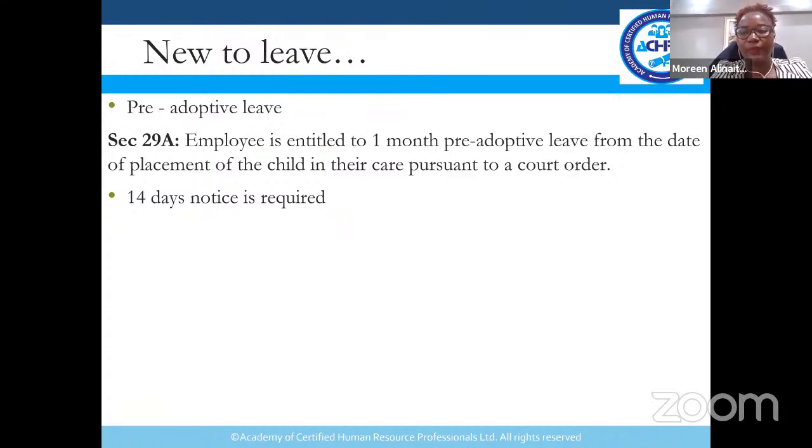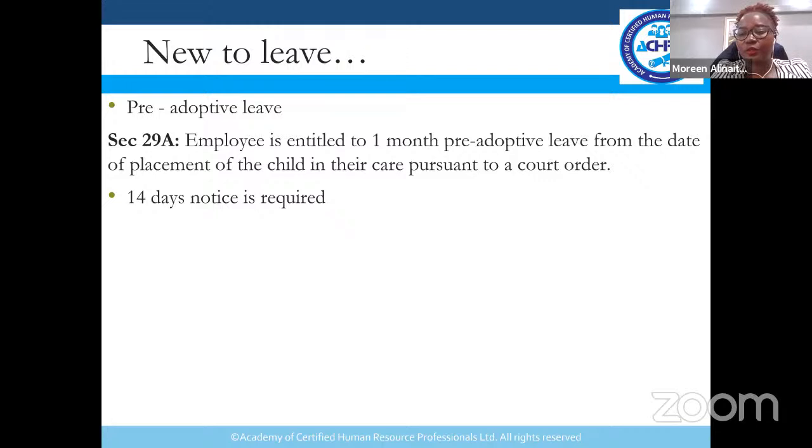What happens if two parents or two employees who want to adopt a child work in the same organization? Do you give leave to both of them? Of course, you give leave to both of them. You cannot discriminate against them on this aspect. Though this now brings the question: what happens to the male?